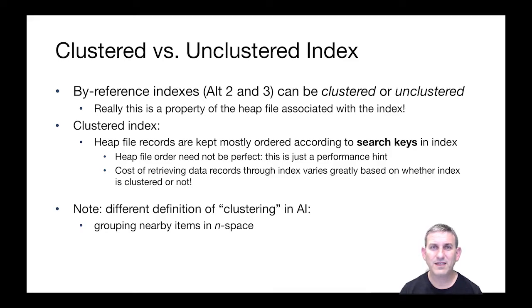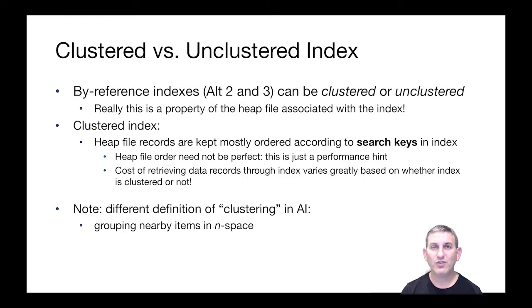The next topic to discuss is clustered versus unclustered indexes. This is a property that only applies to by-reference indexes, alternative 2 or alternative 3. And in some sense, this is really more a property of the heap file that the index references, rather than a property of the index itself. A clustered index is one in which the records it references in the heap file are kept, mostly, ordered in the same order as the search keys in the index.